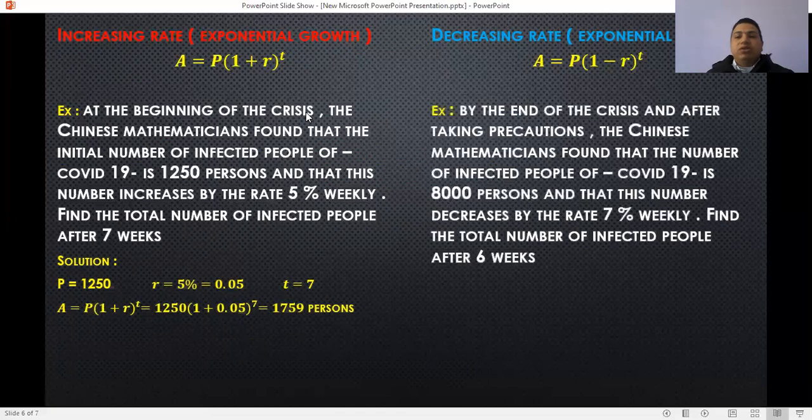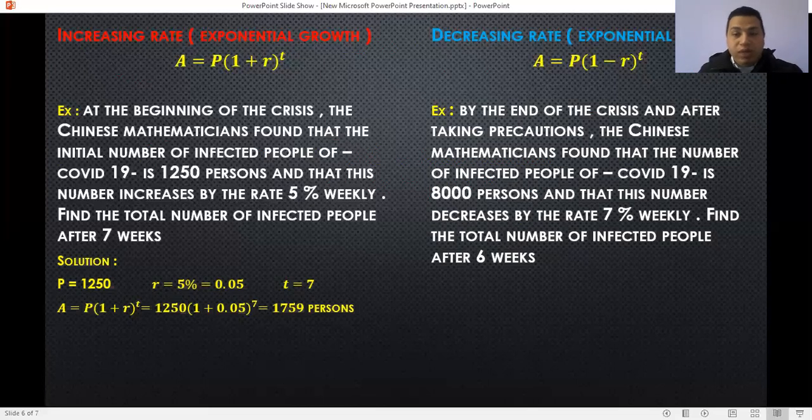Let's move on to the other example here. As you see in this example, decreasing rate or exponential decay. This is on the opposite side, we have a contrast here between the two examples. This is for the growth function and this is for the decay function.